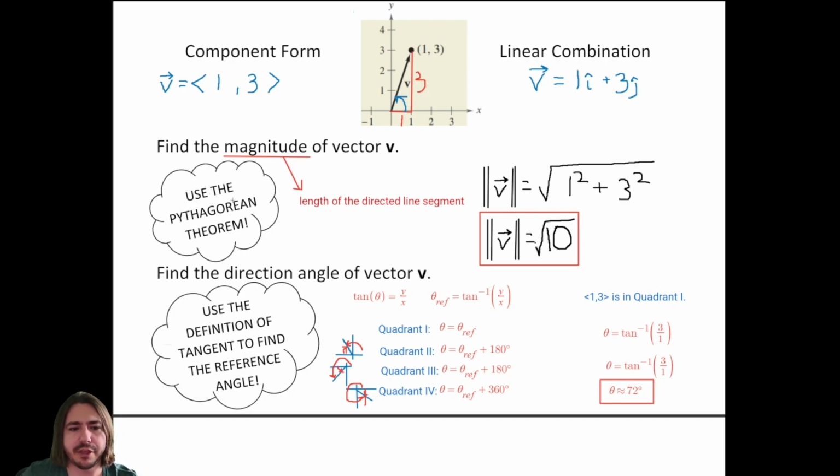So that's how you calculate magnitude and direction angle. Magnitude, you can just use the Pythagorean theorem, and then for the direction angle, you'll use tangent, and then depending on what quadrant you're in, you may have to either add 180 or 360 or 0 to actually find the angle measure.